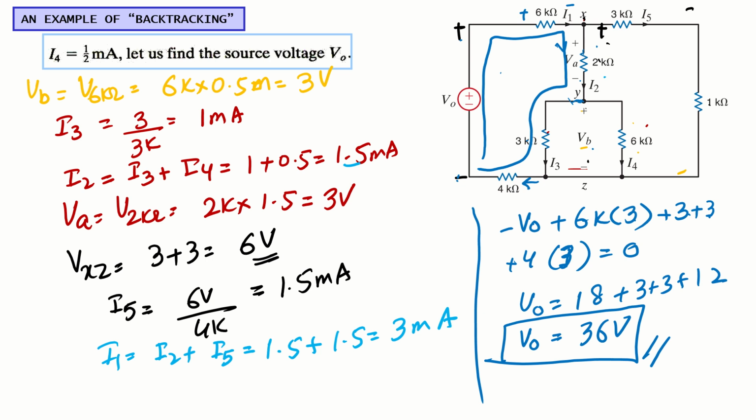So this is called backtracking. Like you know there is the I4 current, and you did the backtracking, you try to find out what is the next thing you can find, and eventually you find out the actual voltage, which was the requirement of this question. Thank you so much.